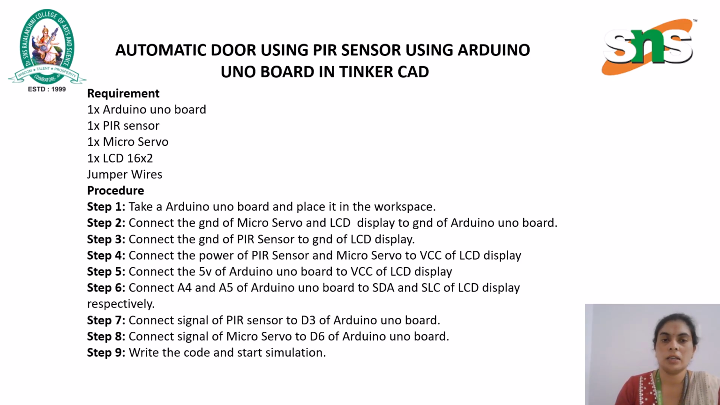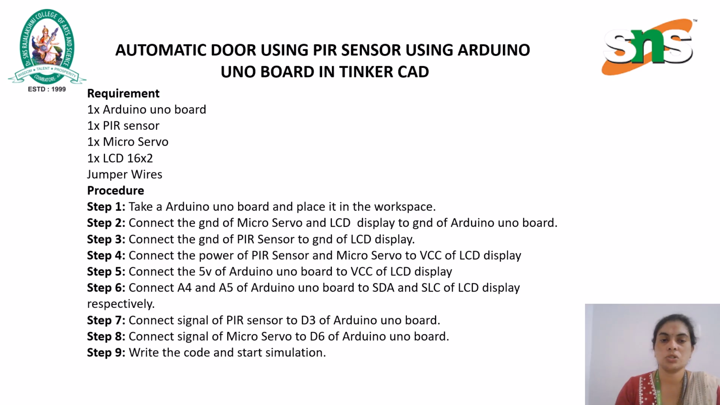Now the application we see here is the automatic door: how to implement an automatic door using a PIR sensor with the Arduino board, implemented in Tinkercad. The requirements for this application are an Arduino board, a PIR sensor, a micro servo, and one LCD display to show whether the door is open or closed, and jumping wires. As discussed on the previous slide, jumping wires are used for connecting the Arduino board, PIR sensor and micro servo.